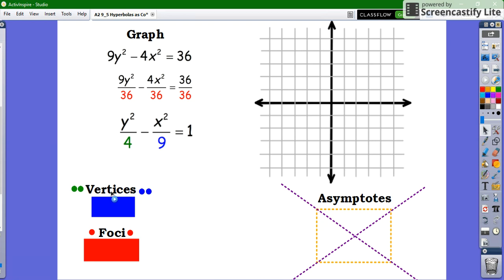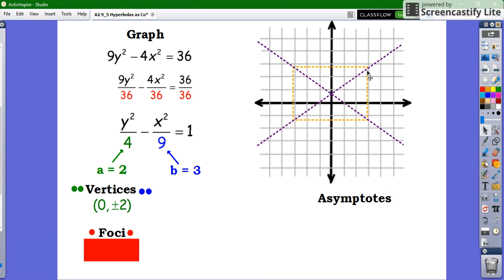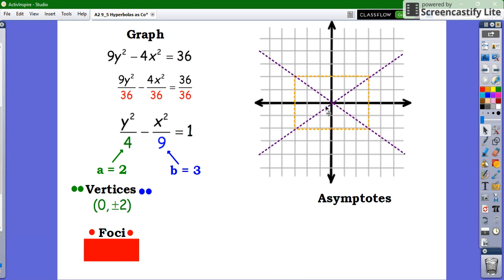Our front number always determines our vertices, right? So that 4 in front, a will equal 2, and our vertices will be 0 plus or minus 2, again along the y-axis. The second number is always b squared, so b is 3, which again doesn't really determine any points, but it's going to help us define that box. So we could immediately go draw this little orange box: 2 units up and down for the a value, so our vertices will fall right on those points. b, again, is going to go left and right, not necessarily points on the hyperbola.